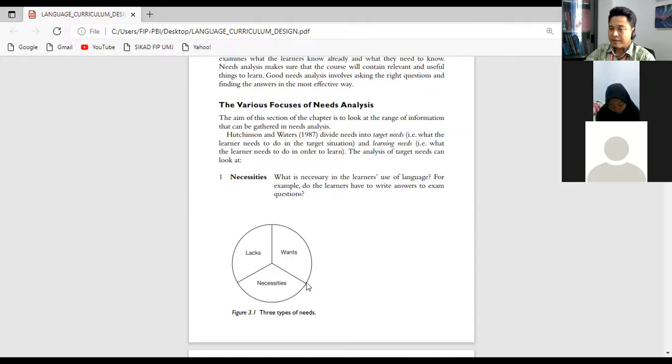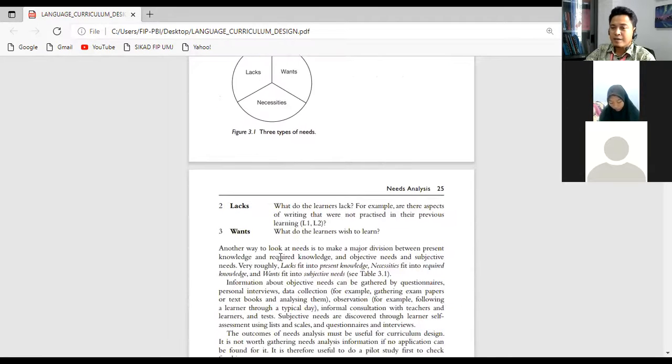Yeah, from these 3 types of needs, we have to measure them before we design a language curriculum. Starting with the necessities itself. For example, do the learners have to write answers to exam questions, or can they just give an oral kind of answer? And then second one, lacks. What do the learners lack? For example, are there aspects of writing that were not practiced in their previous learning? Yeah, so it is L1 or L2.